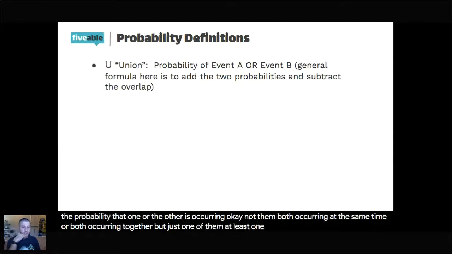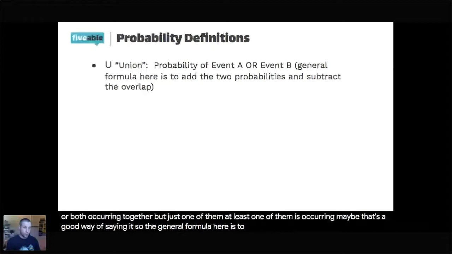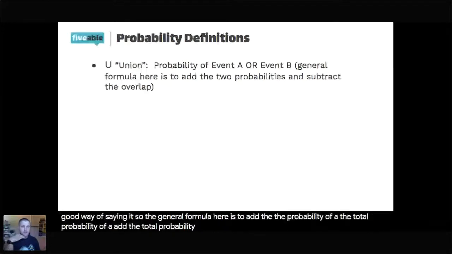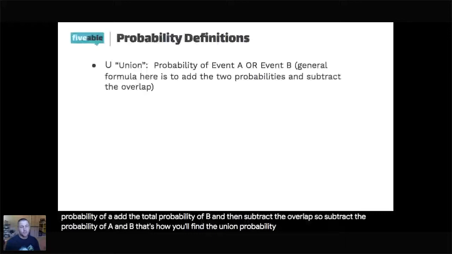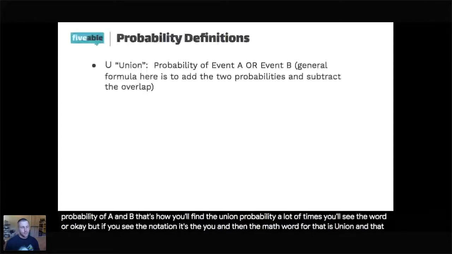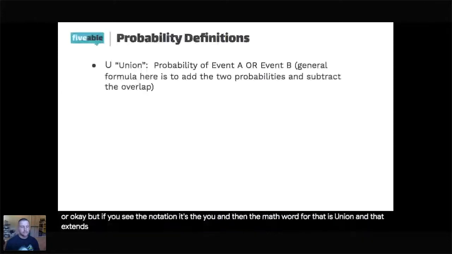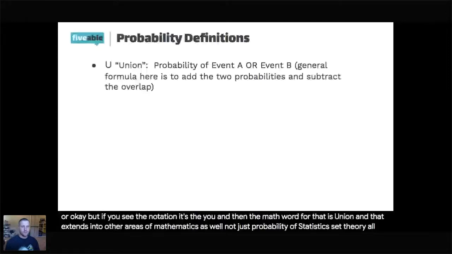Maybe that's a good way of saying it. So the general formula here is to add the probability of A, the total probability of A, add the total probability of B, and then subtract the overlap. So subtract the probability of A and B. That's how you'll find the union probability. A lot of times you'll see the word or. But if you see the notation, it's the U, and then the math word for that is union. And that extends into other areas of mathematics as well, not just probability and statistics, set theory, all sorts of other fancy math subjects. You'll see that.